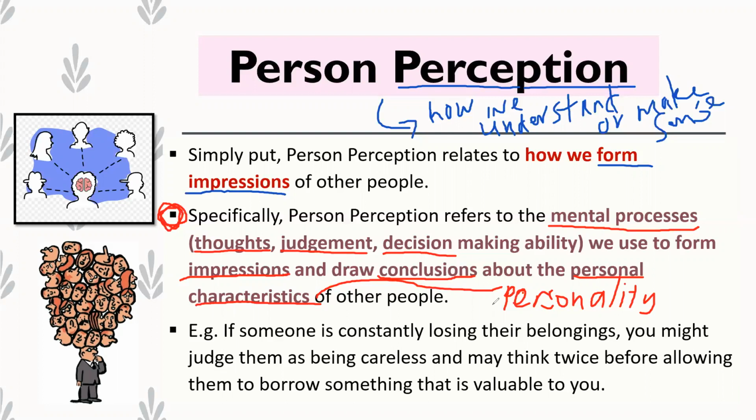And another example here, which is the example from the book, is that if someone is constantly losing their belongings and you see them every day, they're like, oh my God, I've lost my headphones again. Oh my God, I've lost my psych book again. Oh my God, I've lost my pencil case again. Okay, all this kind of stuff. You might actually judge them. Whether you judge them consciously or unconsciously, you might start to think that, okay, this person is being a little bit careless, because it's not normal for someone to lose something every day of the week.